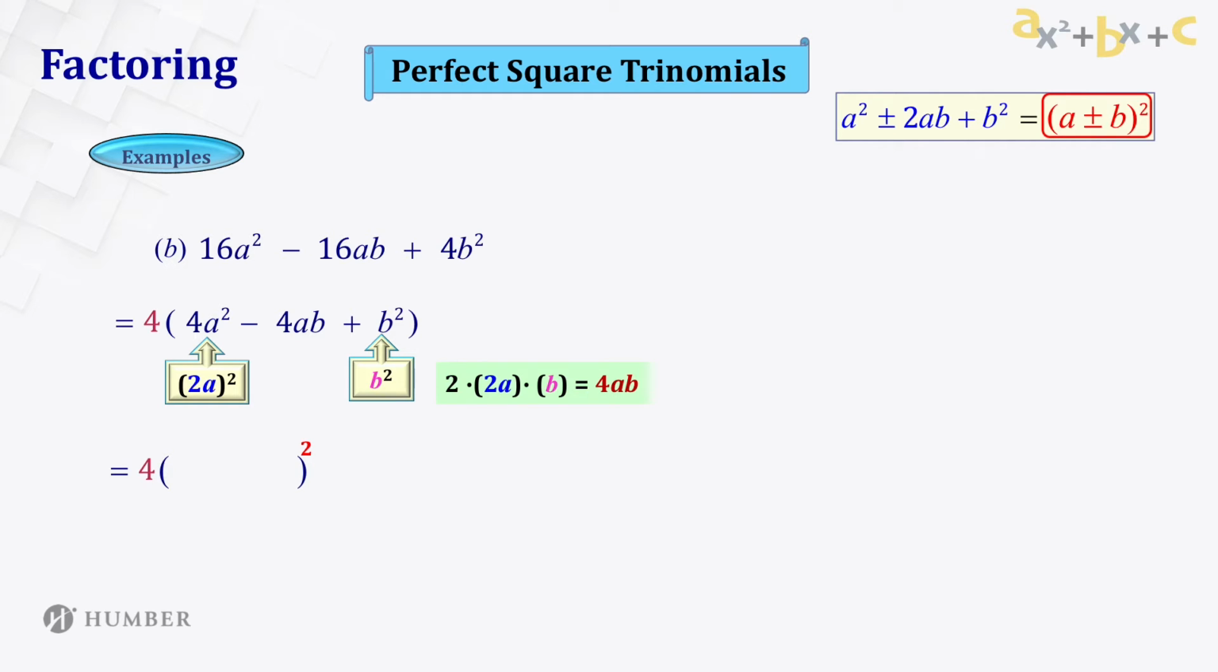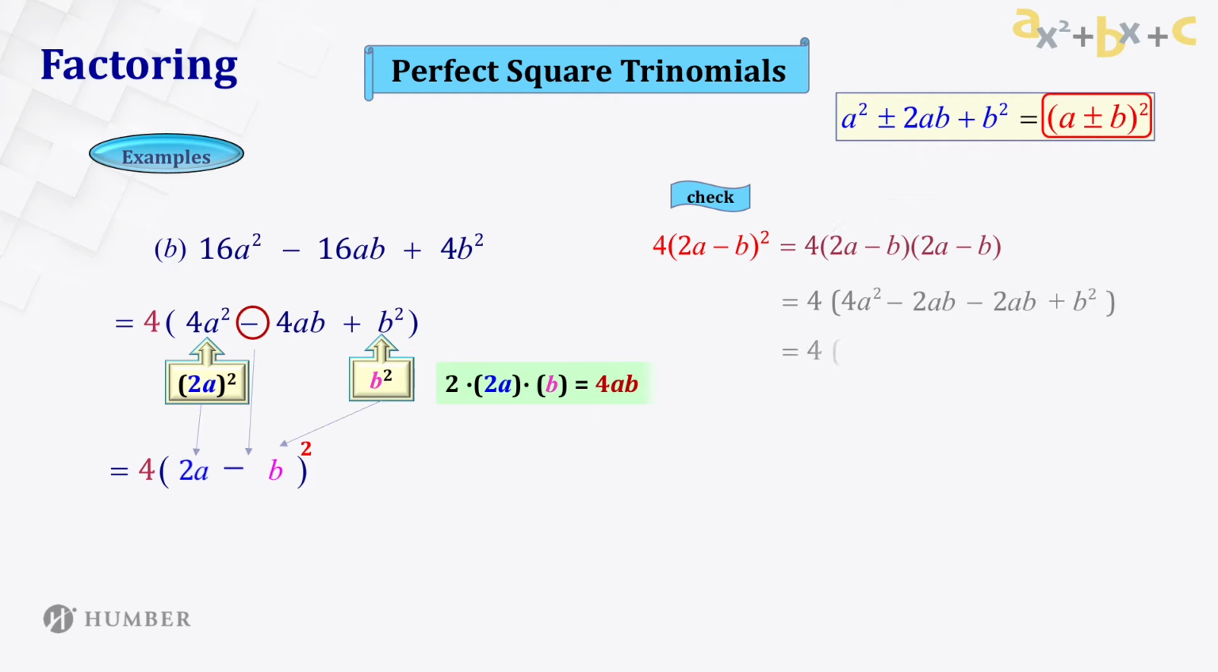For the left part of the bracket, we write 2a. Keep the negative sign and write b for the right part of the bracket. So the answer should be 4 bracket 2a minus b to the squared. Let's check our answer again by expanding. Simplifying the result, we get the original expression.